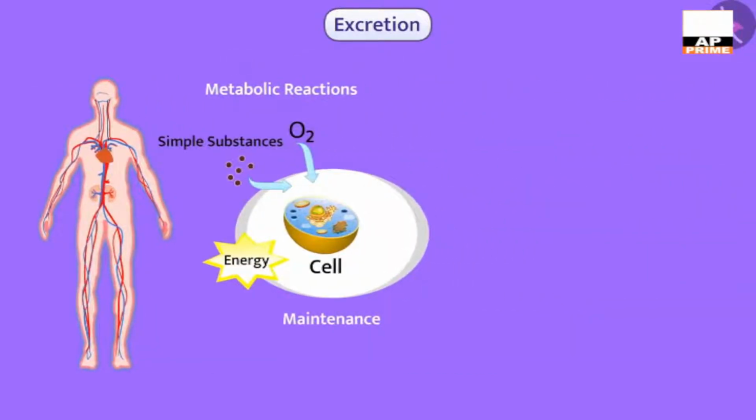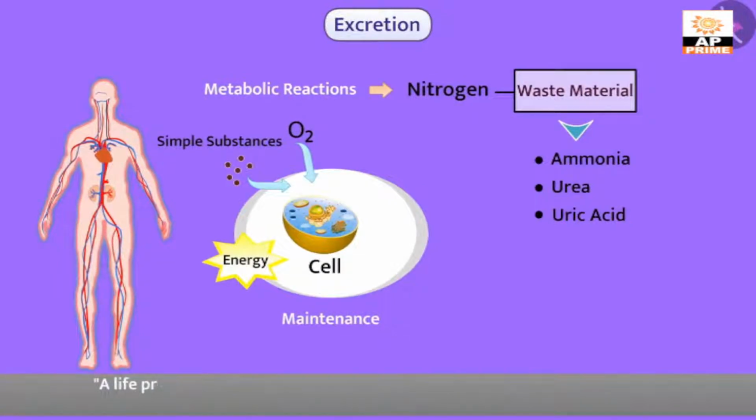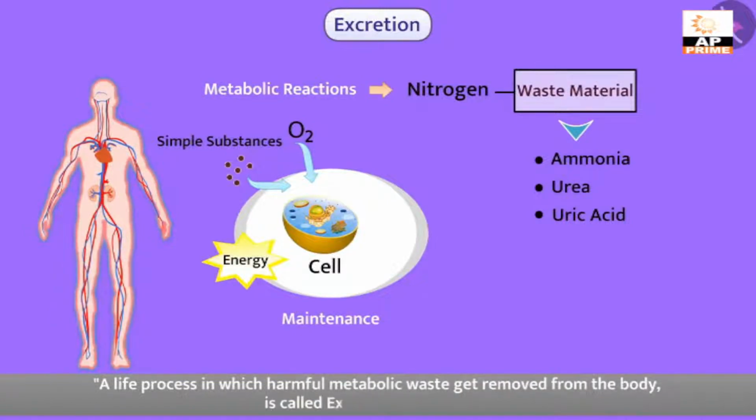During these metabolic activities, nitrogen-containing waste material gets generated. Such substances are harmful to the body. Therefore, it is necessary to throw them away from the body. The process of excretion helps for this purpose. A life process in which harmful metabolic waste gets removed from the body is called excretion.